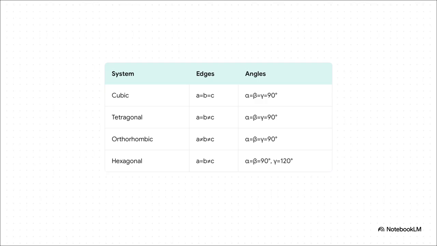Take a perfect cubic system, for example. Edges A, B, and C are all exactly equal, and every single angle is a crisp, perfect 90 degrees. But if you stretch one side or maybe tilt an angle, suddenly you're in the tetragonal or monoclinic system. It's honestly a lot like squishing or stretching a cardboard moving box.